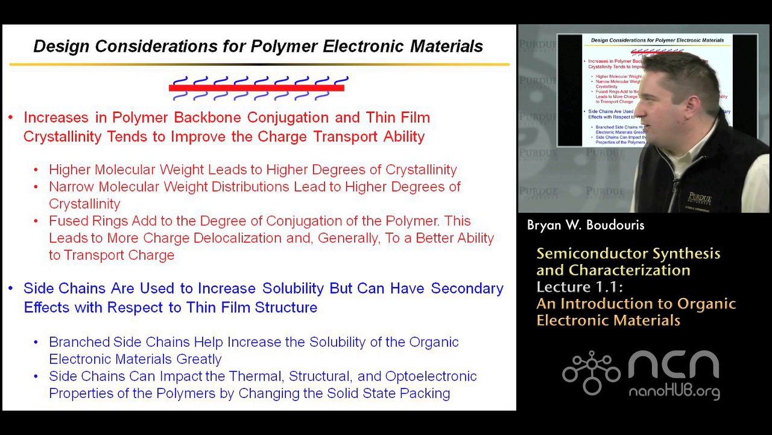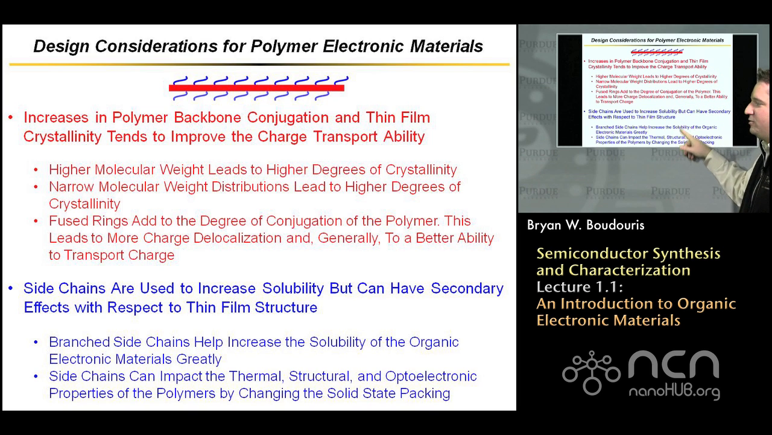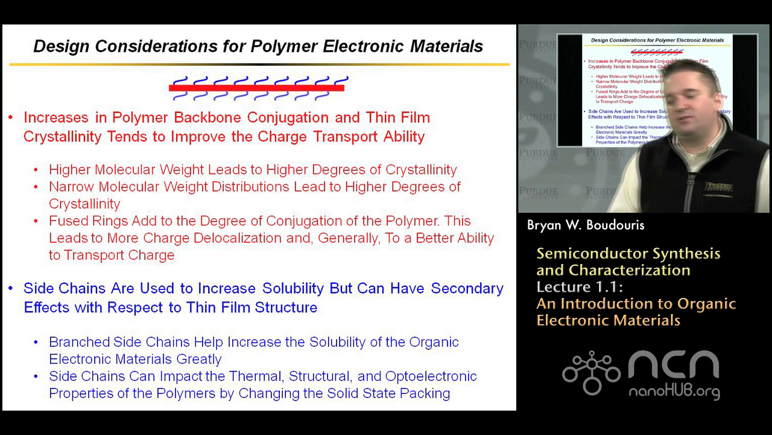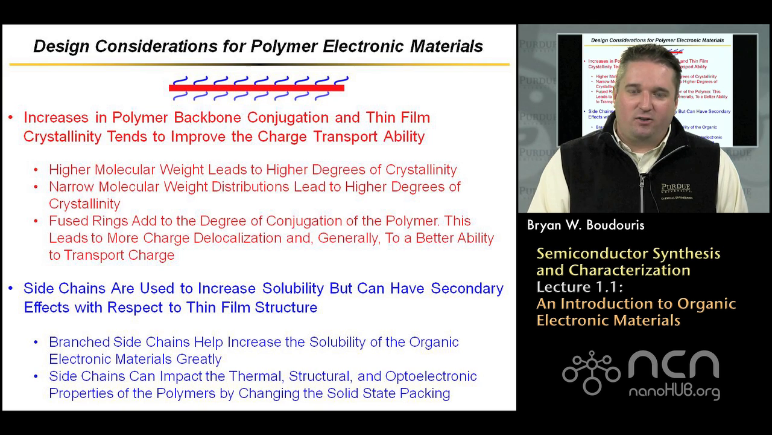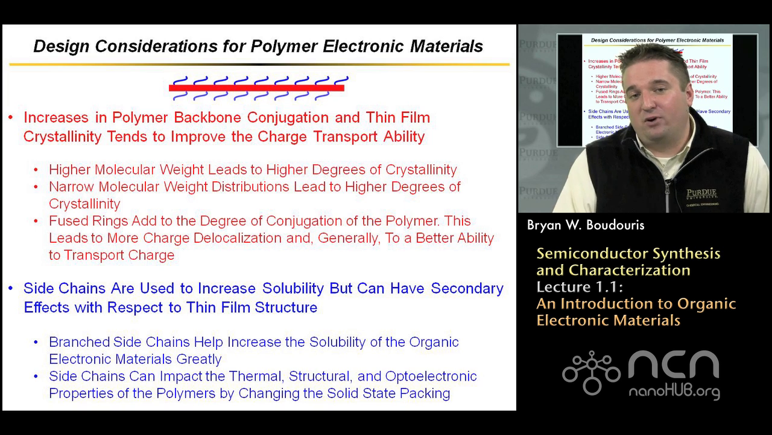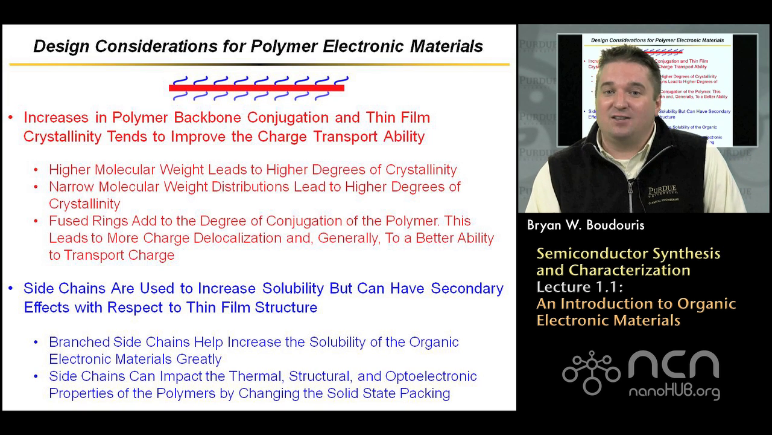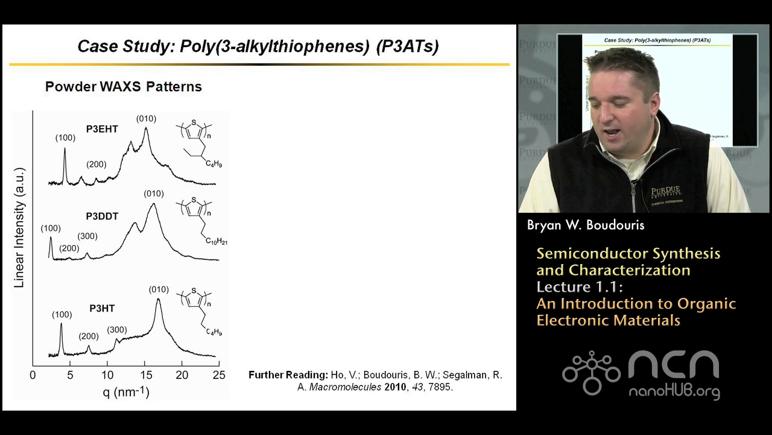But what we've started to find is that they can have secondary effects. And the first one is that they'll affect the thermal transitions of the materials because they affect the crystal properties of the materials. And in turn, that'll affect how they absorb light and how they transport charge. So when we're making these materials, and when we talk about how we utilize them in the devices, we need to think not just about the backbone of the material, but also about the side chains of the material. Here, let's take a case study to highlight this fact.